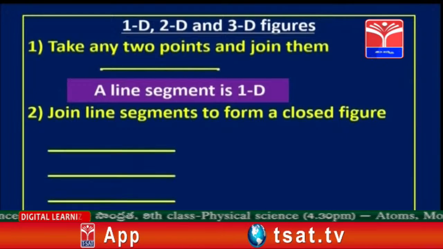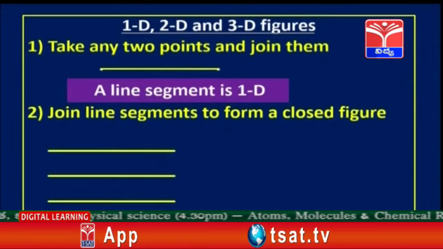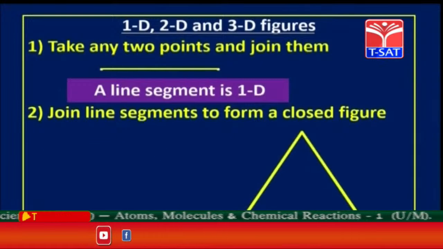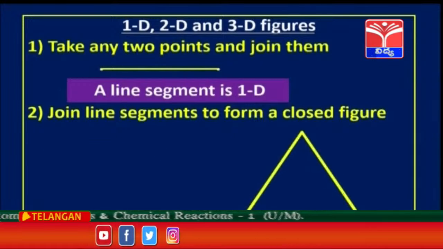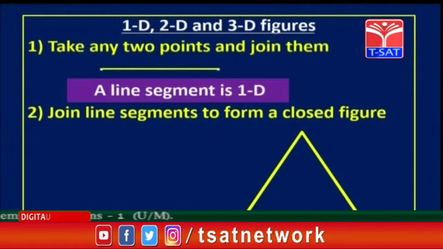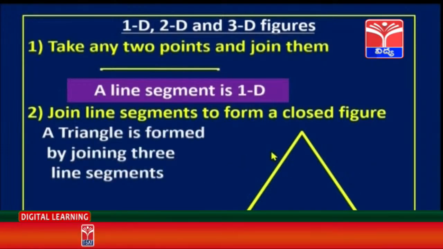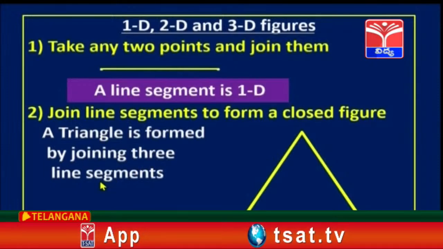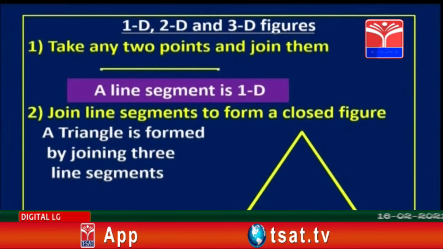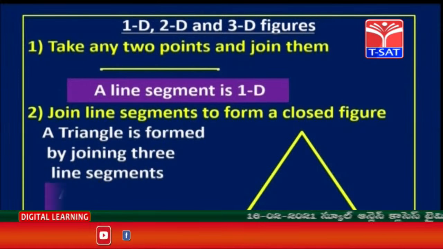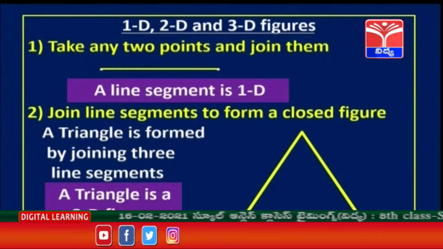Children, here what I am doing is I am taking 3 line segments which are equal. I am joining them to make a closed figure. Children, this closed figure is a triangle which is a 2D shape. So, a triangle is formed by joining 3 line segments. How many line segments are needed children here? Yes, we need 3 line segments to form a triangle, and a triangle is a 2D figure.